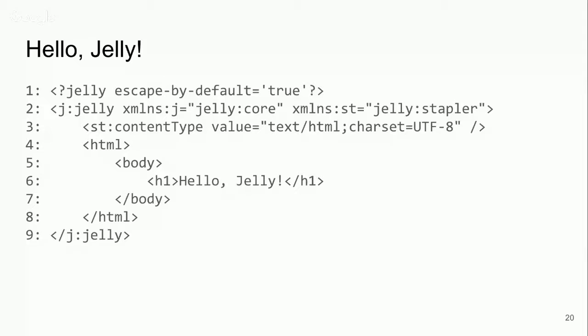Strongly recommended. On the second line, Jelly is the document root tag for Jelly documents, and we're referencing a few XML namespaces, one with the prefix J for Jelly core itself, and one with the prefix ST for stapler functionality. On line 3, we define the content type of this Jelly document, which is HTML. If we leave that out, the browser will just show the raw XML output because it doesn't know what to do with it. And lines 4 to 8 are a very simple HTML document that just says hello Jelly in a headline.